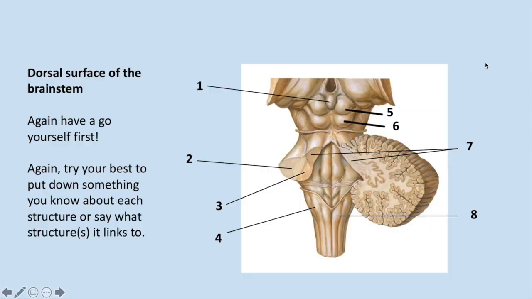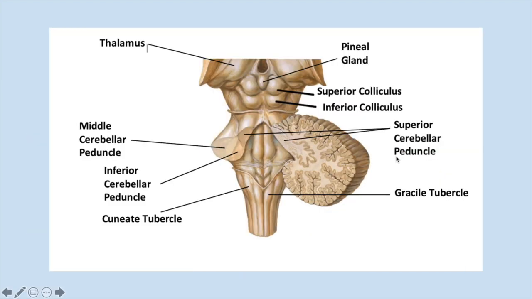So exactly the same again now. This time we're just on the dorsal surface of the brainstem. So just take a second, pause the video, try and label all these structures, and then try and say something about each structure, or say whereabouts in the brain it links to. So just take a second now again, just check your answers, and then I'm going to talk a little bit about each of these structures.